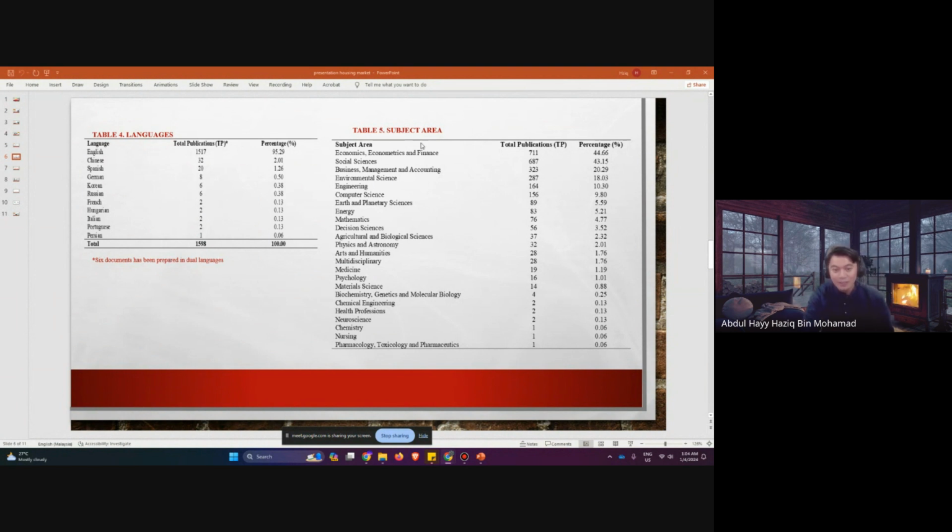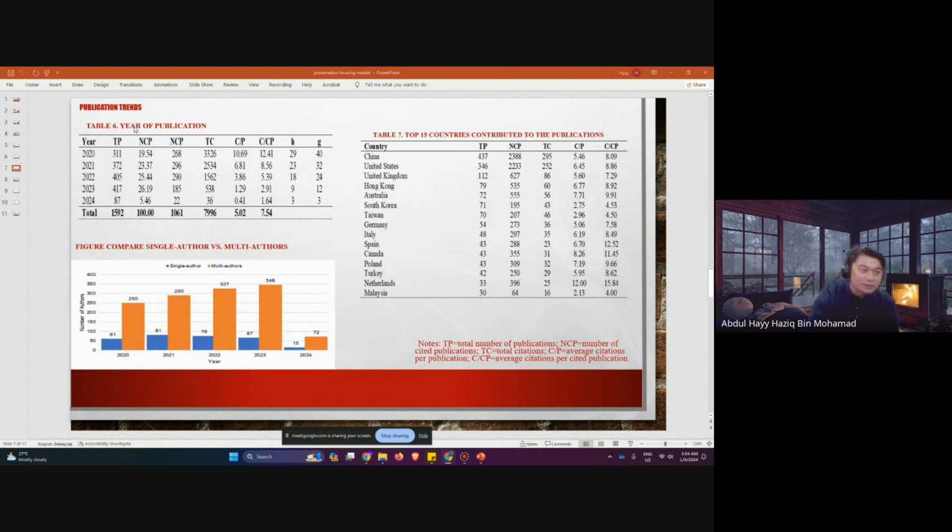In terms of subject area, of course, when we talk about the market and the price, it involves economics. That's why economics is dominant here, followed by social science and business, management and accounting.